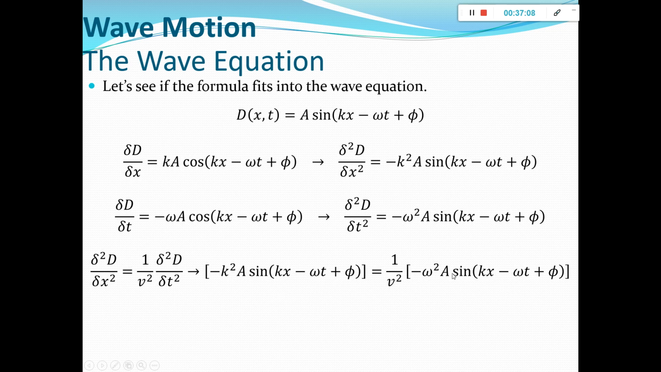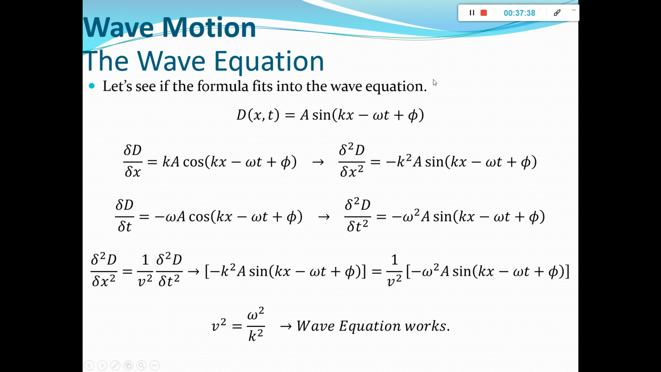We can get rid of a lot of things. We could get rid of the a on both sides. We could get rid of the sine term from both sides. And what we end up getting is, hey, v squared equals omega squared over k squared, which, as we said before, is an equation for the wave. So that means this equation works. The fact that we ended with a true statement at the very end tells me that this makes sense.